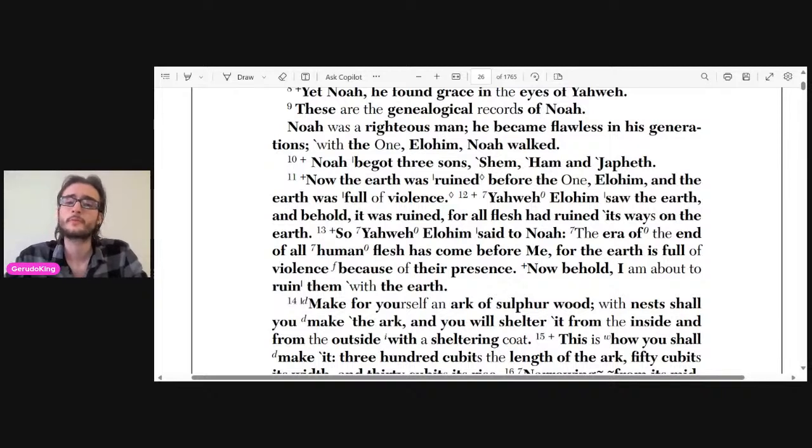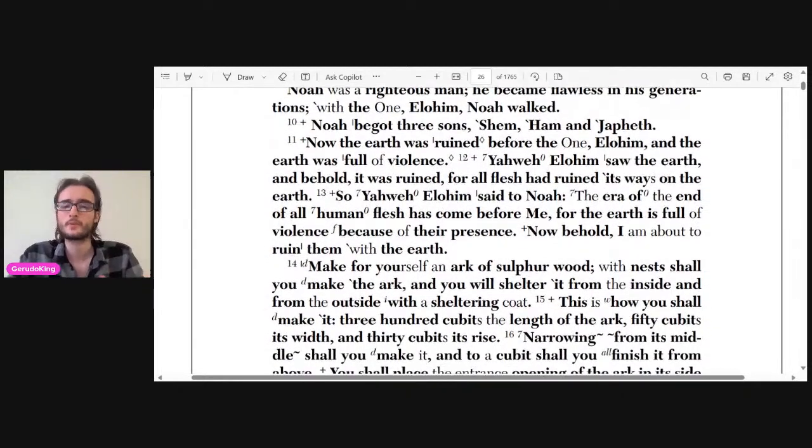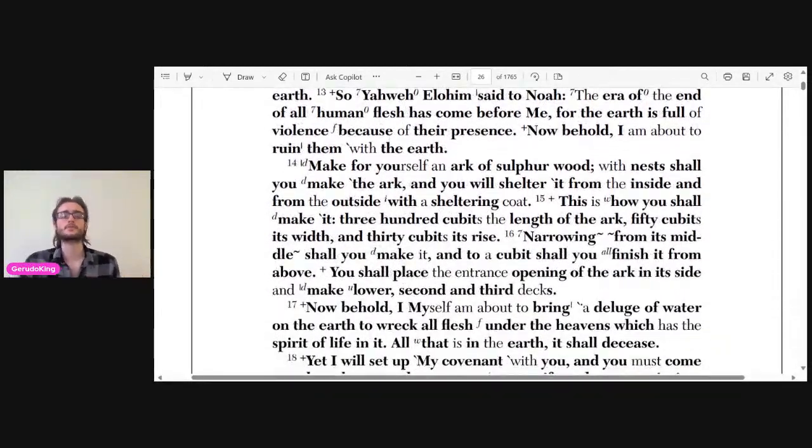Now the earth was ruined before the one Elohim, and the earth was full of violence. Yet Yahweh Elohim saw the earth, and behold, it was ruined, for all flesh had ruined its ways on the earth. So Yahweh Elohim said to Noah, the era of the end of all human flesh has come before me, for the earth is full of violence because of their presence. Now behold, I am about to ruin them with the earth.